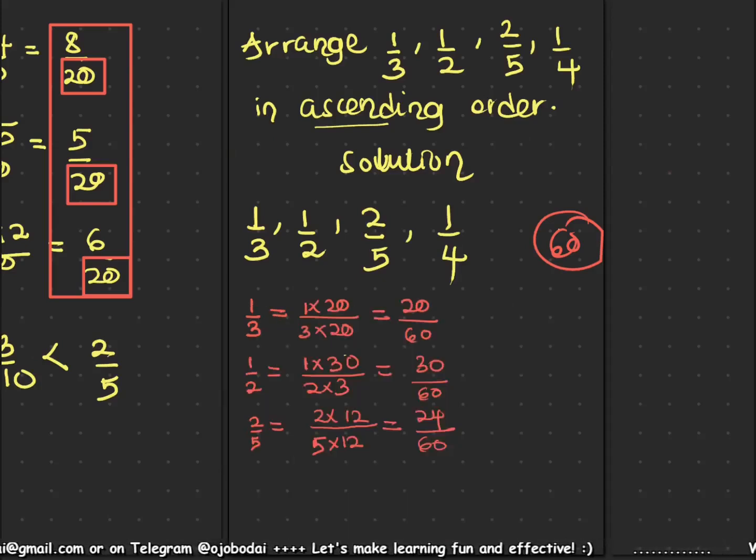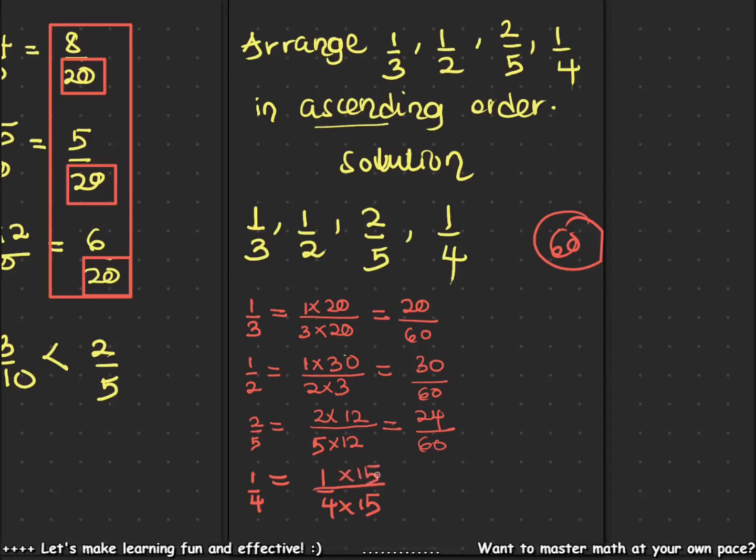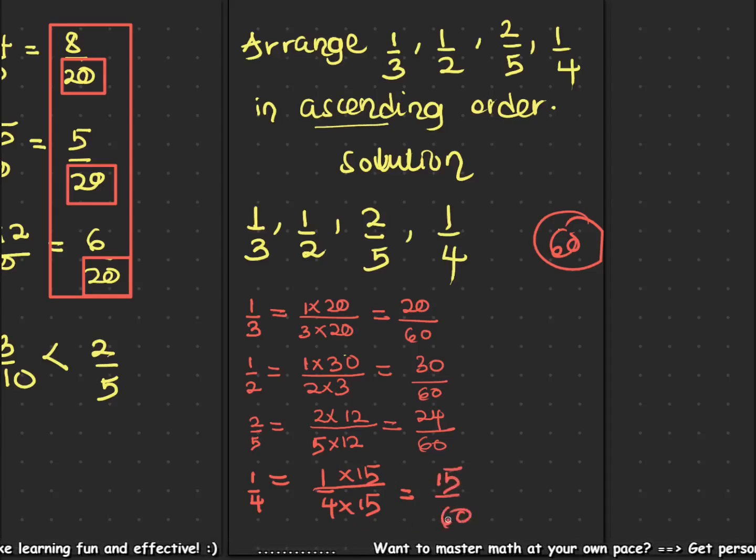Then the very last one, we have 4. And 4 divides 60 how many times? 15 times. So we multiply 4 by 15, and we also multiply 1 by 15. So 1 times 15 gives us 15, and 4 times 15 also gives us 60. With that done, we now have the equivalent form of all the fractions written over 60.